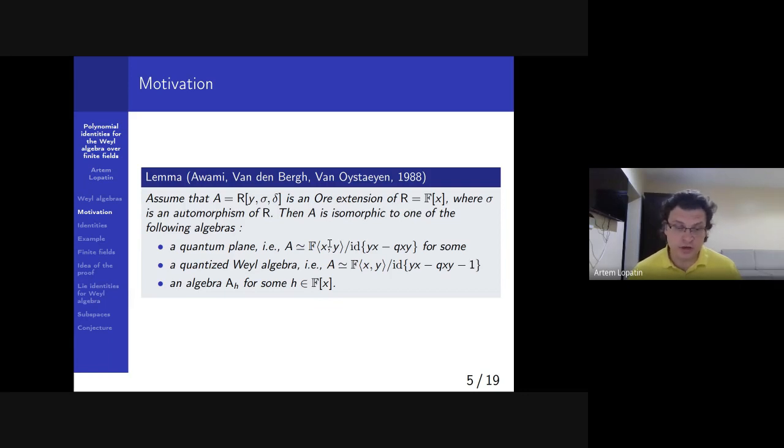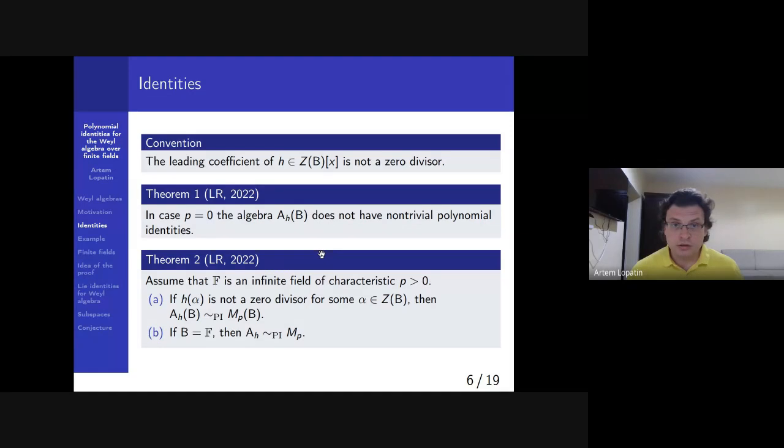In case of positive characteristic, it's not the case, but if we consider the quotient of the Weyl algebra by the relation x to the power p equal to 0, where p is the characteristic, then we obtain exactly this algebra generated by multiplication and derivation. So this is another motivation for the consideration of Weyl algebras. And our work is dedicated to identities. Of course, everybody knows that the Weyl algebra in case of characteristic 0 doesn't have any identity, it's a very classical result.